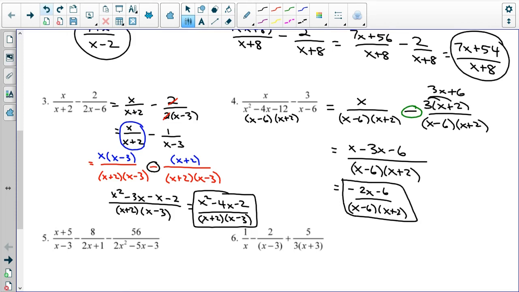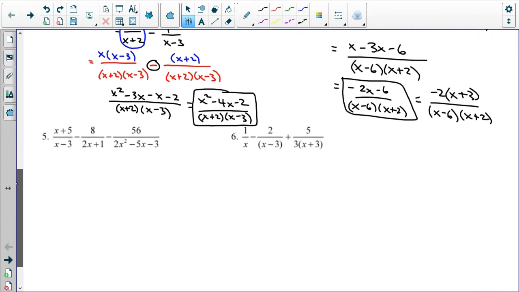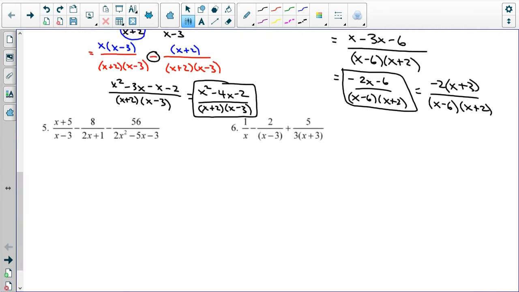That can be my final answer. I also could factor out a negative 2 from the numerator, and then that leaves me with negative 2 times x plus 3 over x minus 6 times x plus 2. I could do that if I wanted, but I don't have to, because after I factor out the negative 2, notice that x plus 3 doesn't cancel with anything. So it's not necessary. It's doable. You wouldn't get marked off for it, but it's not necessary. It would only be necessary if you had to cancel something off.